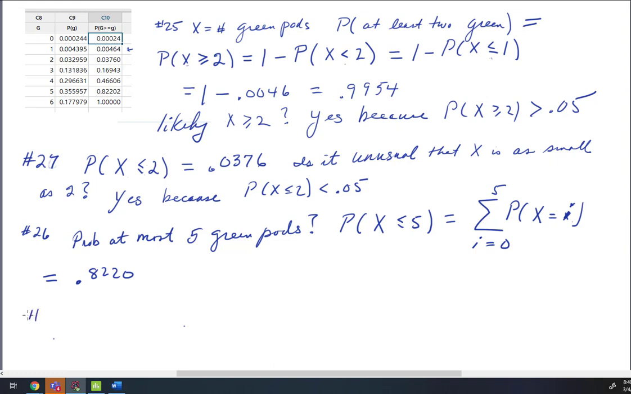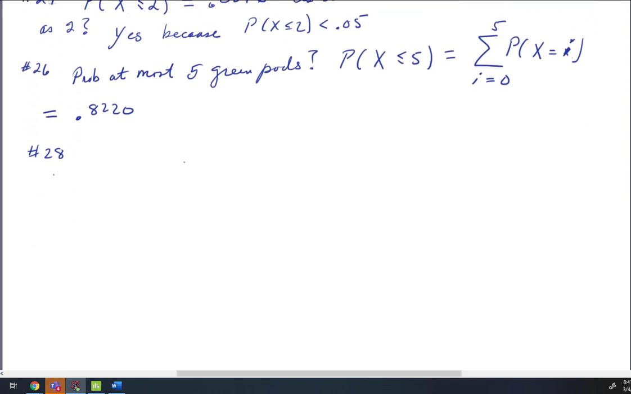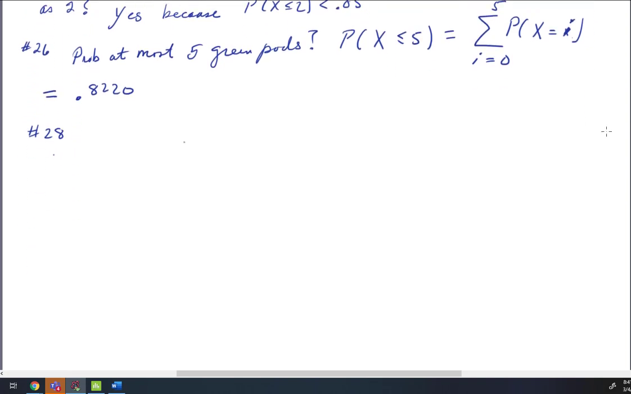Let's go to problem 28. And problem 28 says, what's the probability of 5 or more green pods? The probability x is 5 or more, greater than or equal to 5 green pods. Well, the cumulative probability doesn't give me greater than or equal. It gives me less than.